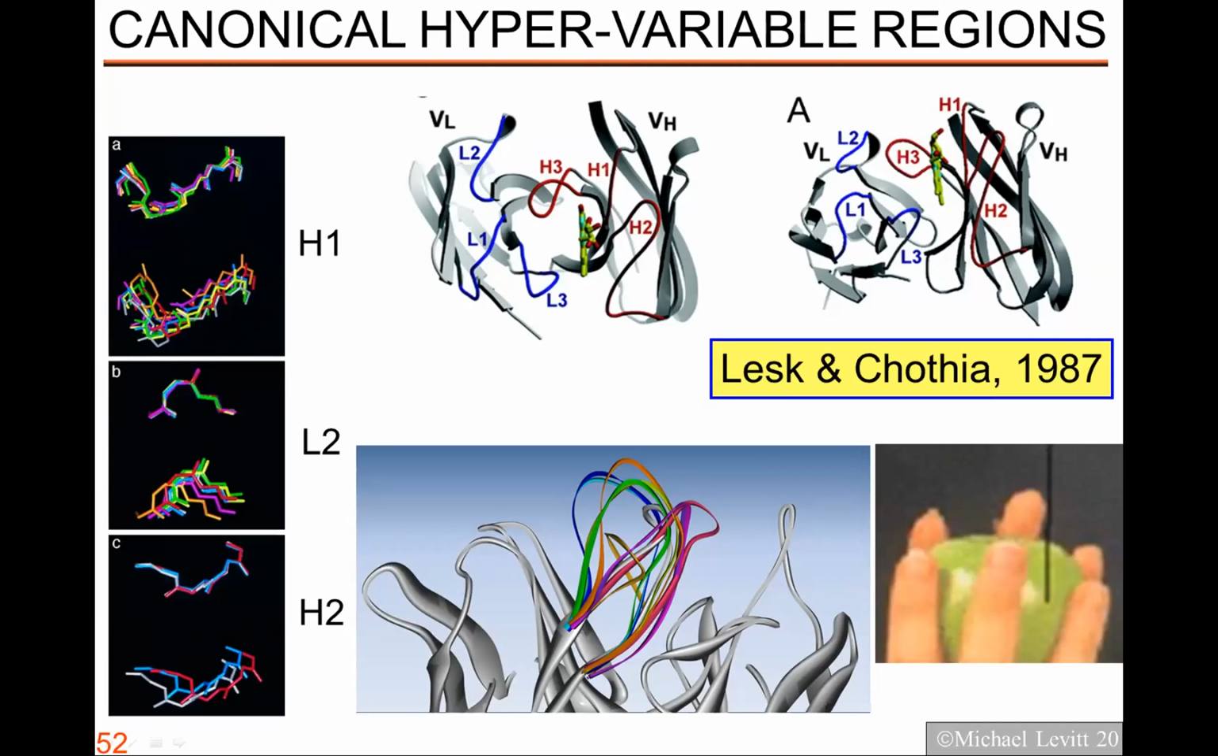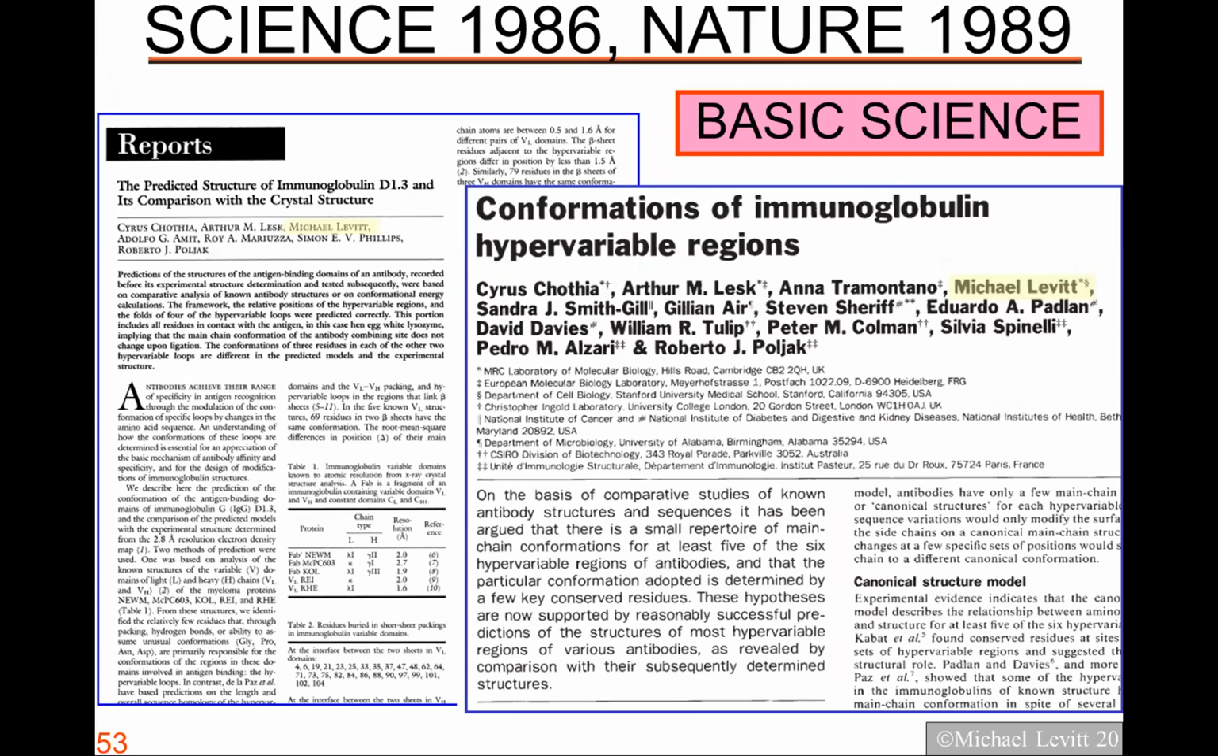And it turns out in the mid-80s, Arthur Lesk and Cyrus Chothia were working on ways in which you could predict the structures of these loops. They did it by hand modeling. I joined forces with them and wrote a computer program to do it. And essentially, we published papers in good places in the 80s.